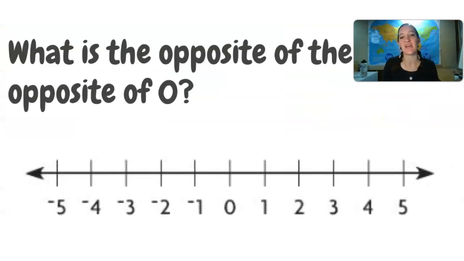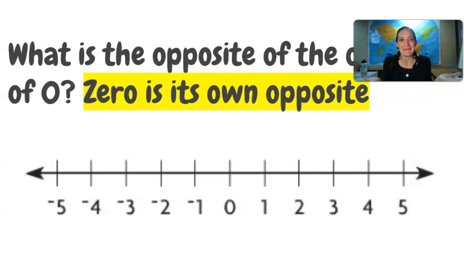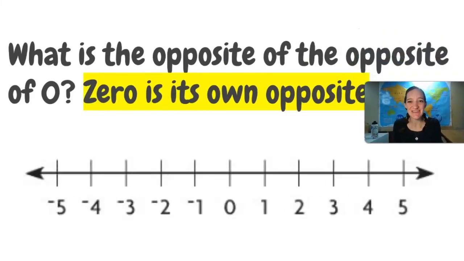But one more opposite question. What is the opposite of 0? You're right. The opposite of 0 is just 0. 0 is the only number that has its own opposite.